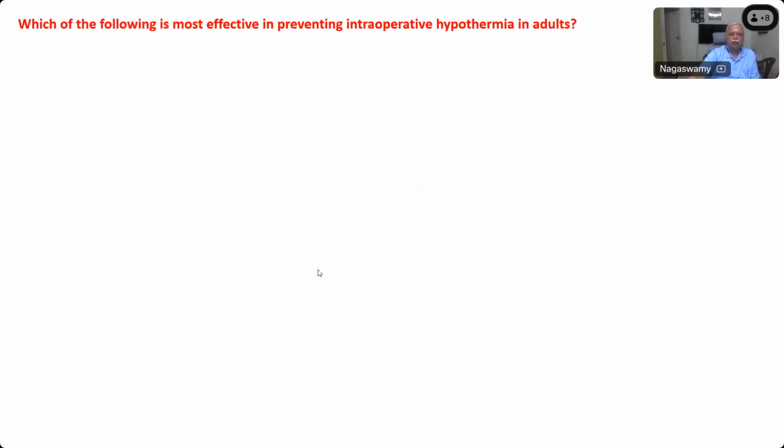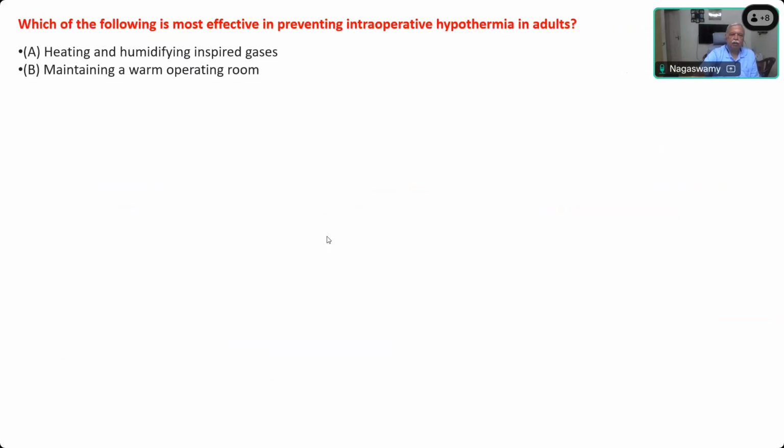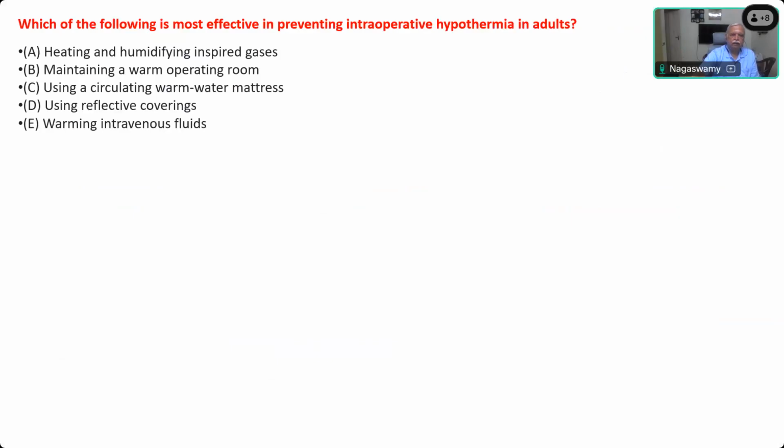Which of the following is most effective in preventing intraoperative hypothermia in adults? Heating and humidifying inspired gases, maintaining a warm operating room, using a circulating warm water mattress, using reflective coverings, warming intravenous fluids. C, sir. Warm water. Huh? Heating and humidifying inspired gases. Heating and humidifying, all are warming.